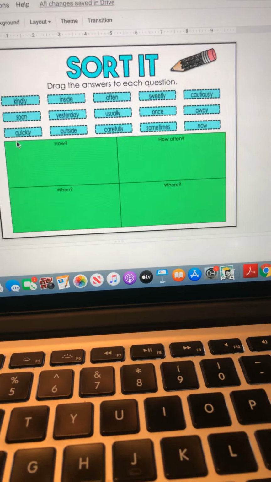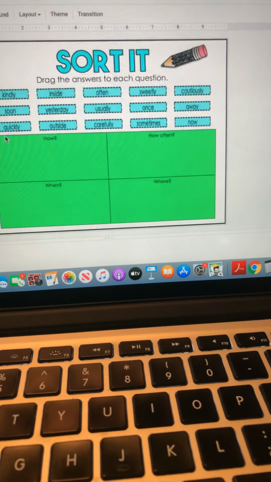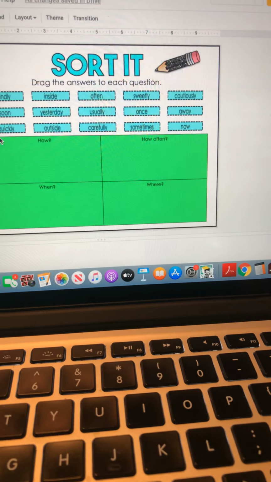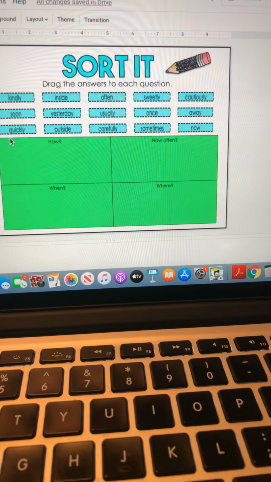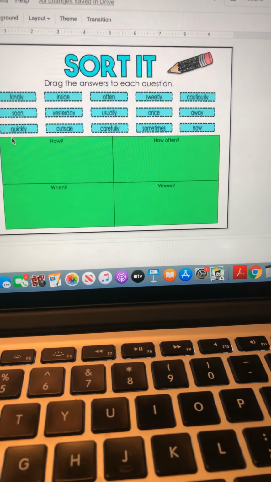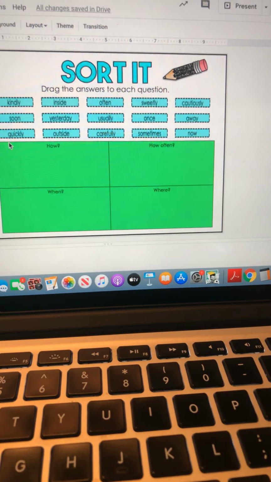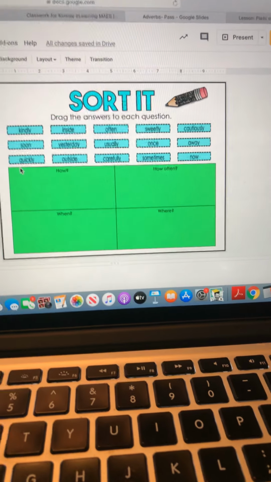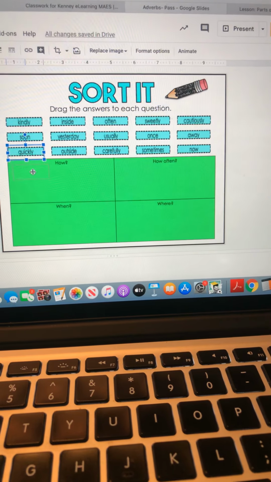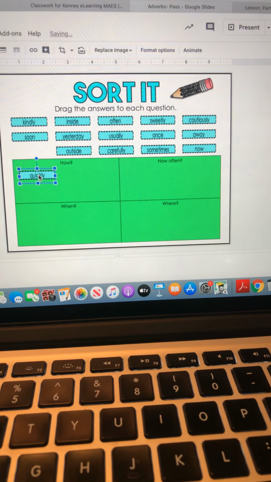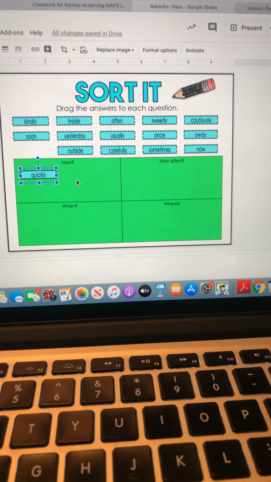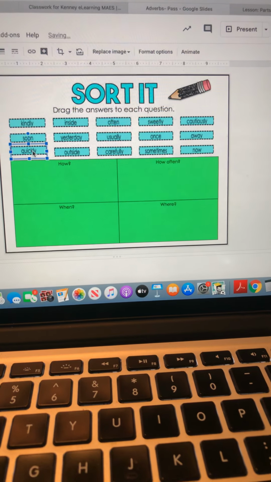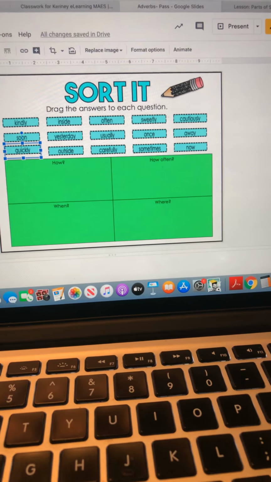All right, so let's do one of these. I'm going to choose quickly right here. All right. The boy ran quickly away. All right, so that would be how the boy ran. How did the boy run? He ran quickly. So we're going to click and drag quickly in the how box. Okay? And that's how that works. You have to choose which word goes in each one of the questions.